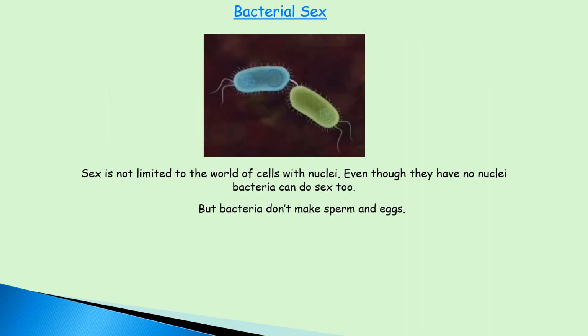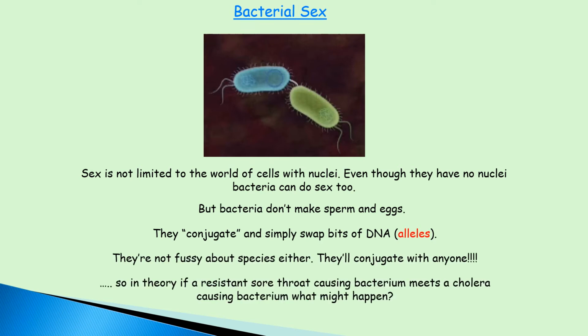Sex is not limited to the world of cells with nuclei. Even though they have no nuclei, bacteria can have sex too. But bacteria don't make sperm and eggs, they conjugate, which simply means that they swap bits of DNA alleles. They're not fussy about species either, they'll just conjugate with anyone.